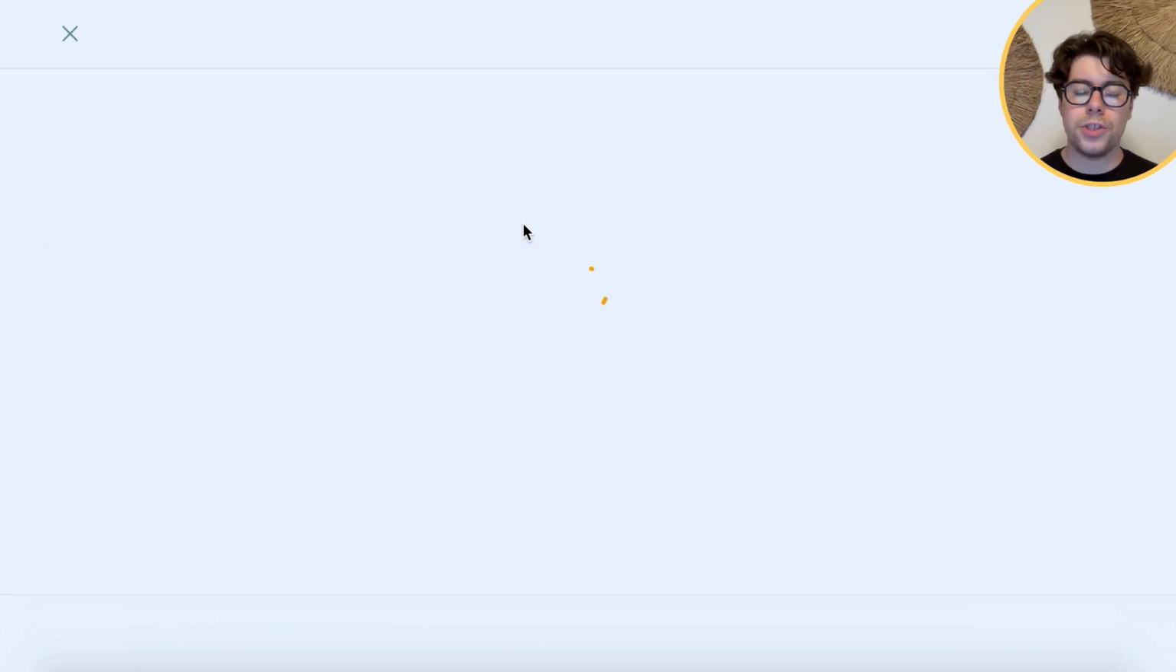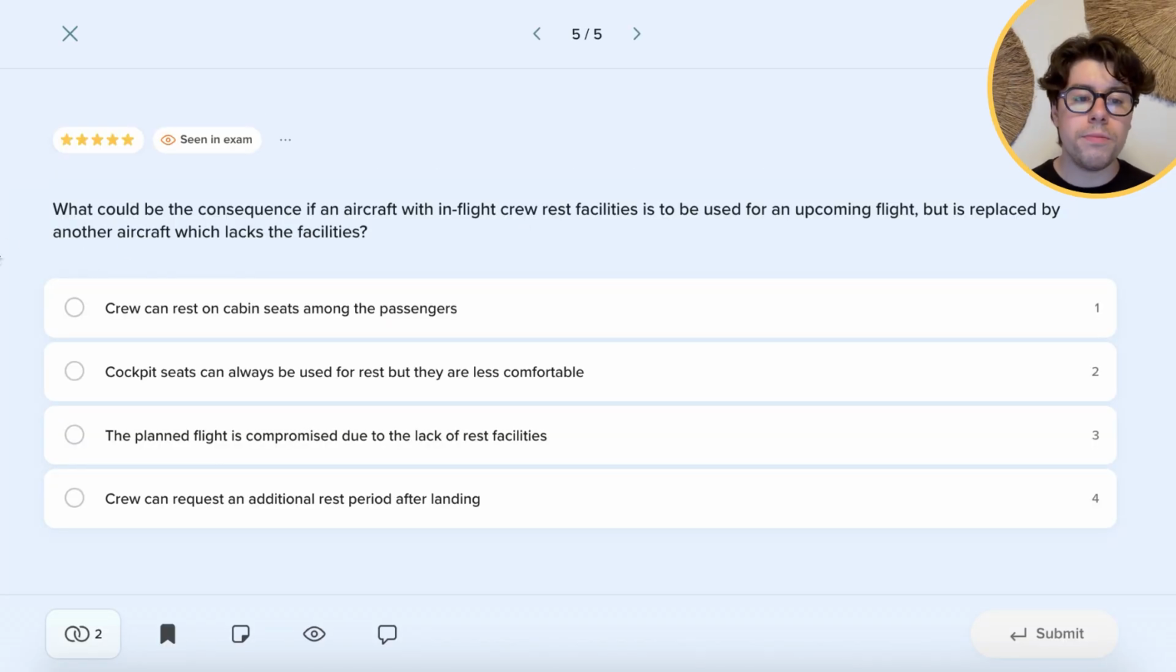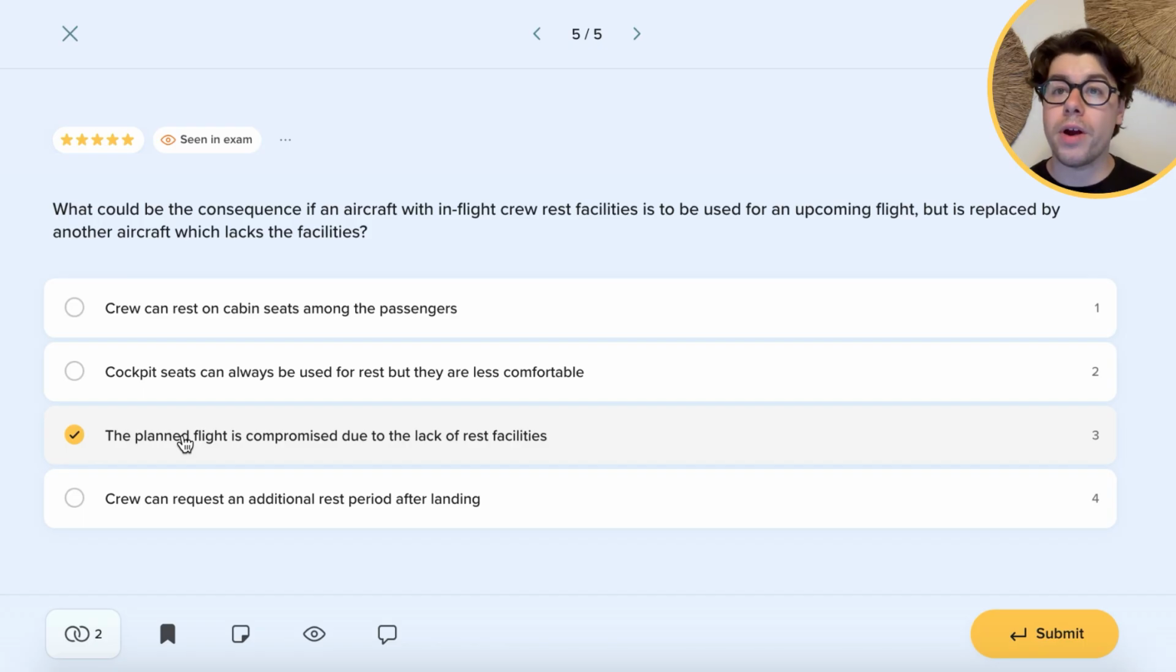And now for the last question, so question number 5. What could be the consequence if an aircraft with in-flight crew rest facilities is to be used for an upcoming flight, but is replaced by another aircraft which lacks the facilities? So this question, like some of the others, is not completely full, and the answers here are not 100% satisfactory for me. However, it is always best in such cases not to overthink the answers. And of course, in this case, answer Charlie, so the planned flight is compromised due to the lack of rest facilities, will be the correct one.